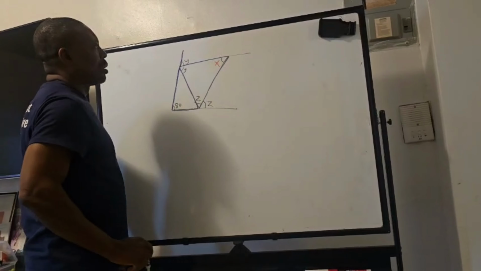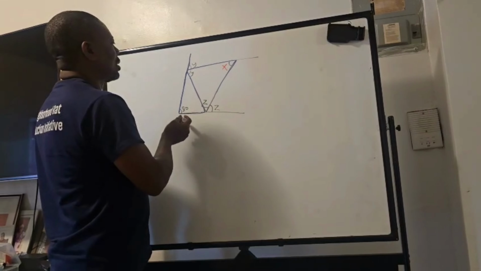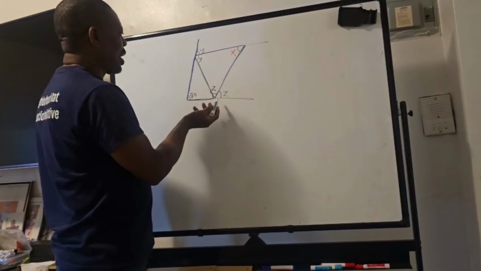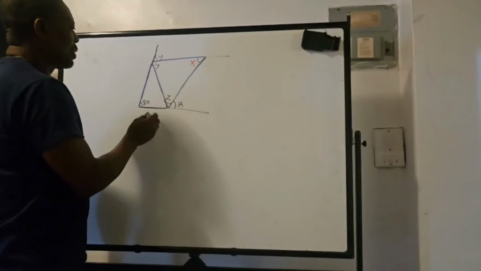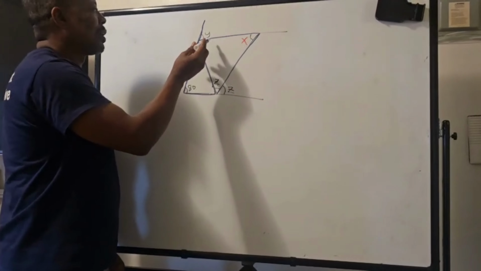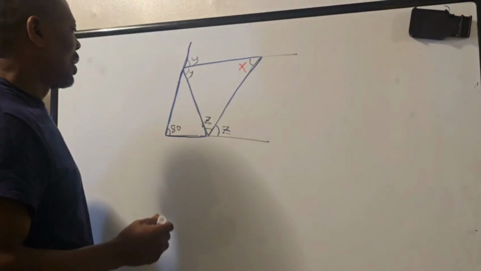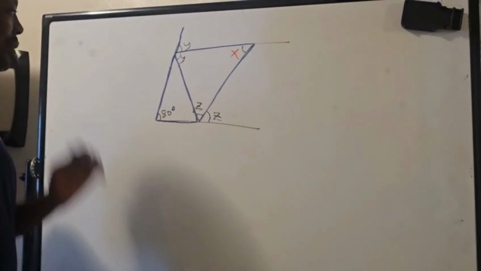Geometry question or problem. In this shape, you have this angle to be Z, this angle Z, this angle Y, and this one Y. This one is X, and you are asked to find angle X.